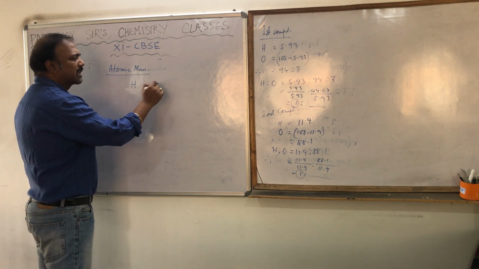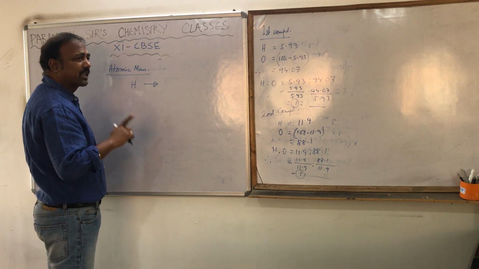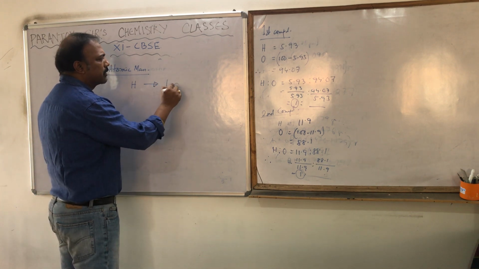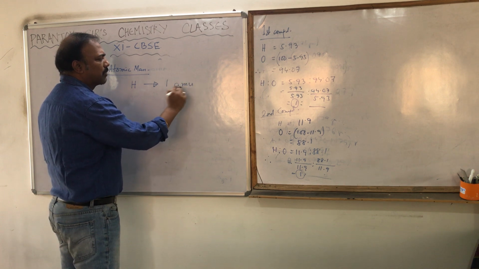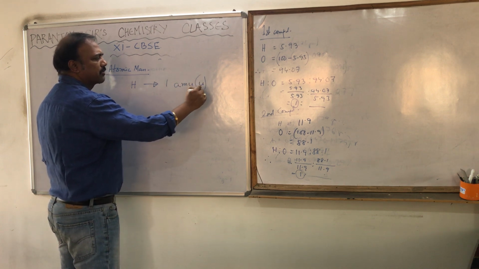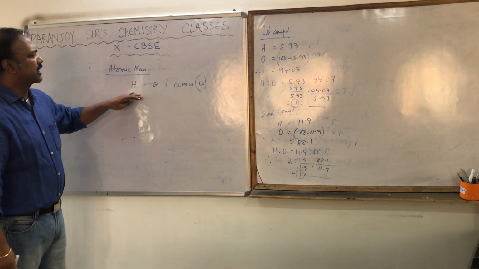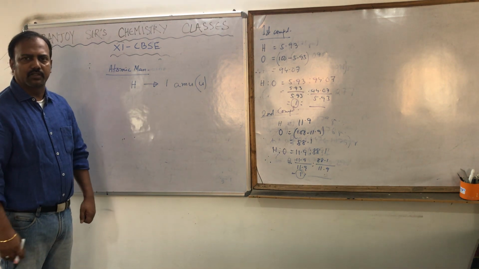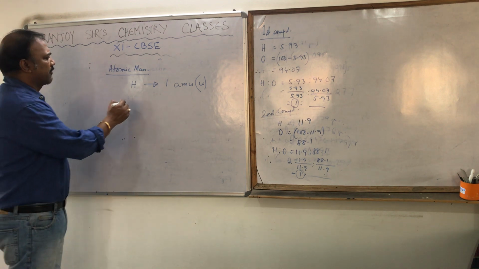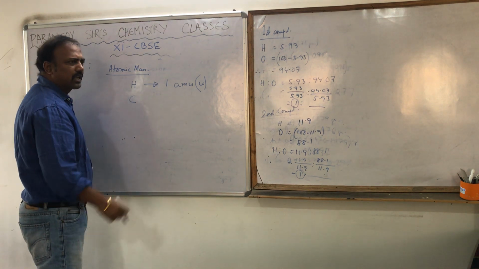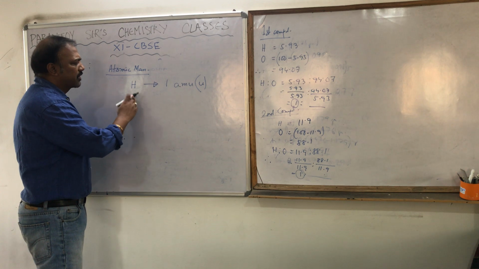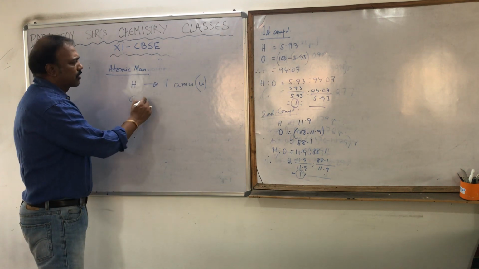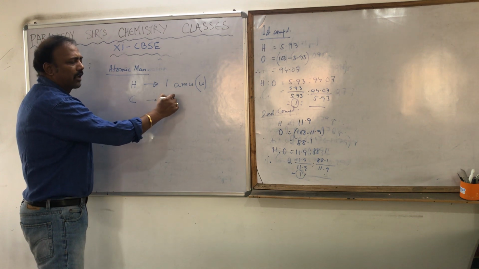Hydrogen's mass had been considered, again I am saying considered, as 1. The unit is AMU, atomic mass unit, which we also represent by U. That was considered as 1, and accordingly we measured the mass of the other elements. For example, carbon's atom is 12 times more than the hydrogen atom, so obviously its mass will be 12 AMU.